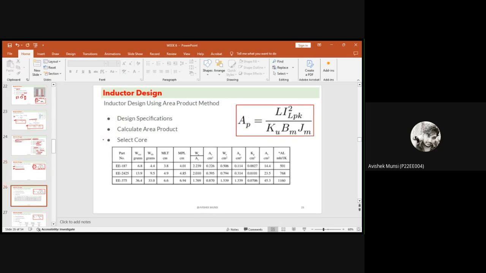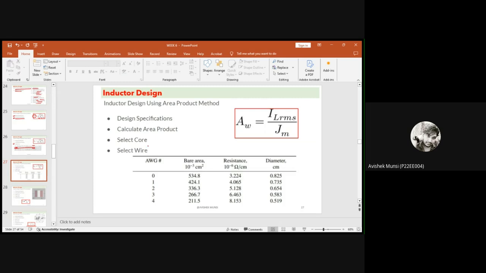Next, we have to select the core. After calculating the area product, we have to select the core from the area product. Suppose we have an area product of 0.114, around that. Based on this value we have to decide that we have a core EE187.